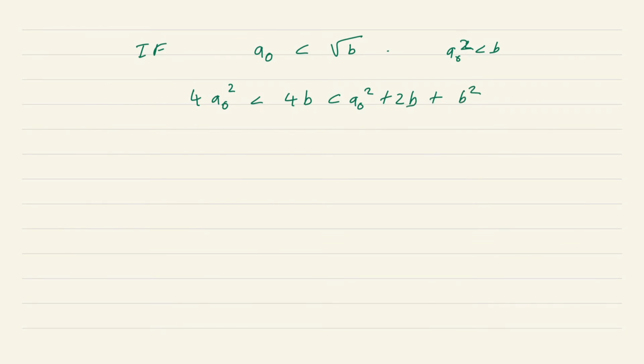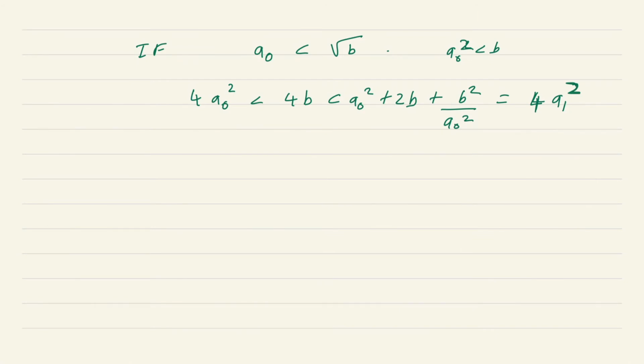Well, if a naught happens to be less than square root of b, then that means a naught squared is less than b. Okay. Then observe that 4a naught squared is less than 4b, which is less than a naught squared plus 2b plus b squared by a naught squared, which is equal to 4 a1 squared.